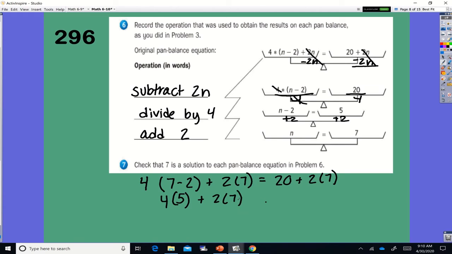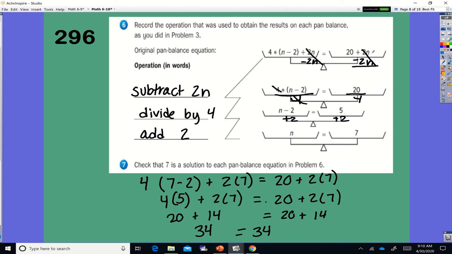I don't have any exponents. Multiplication, we go from left to right. So 4 times 5 is 20. 2 times 7 is 14. 2 times 7 here is also 14. They both equal 34. So yes, we get the correct answer.